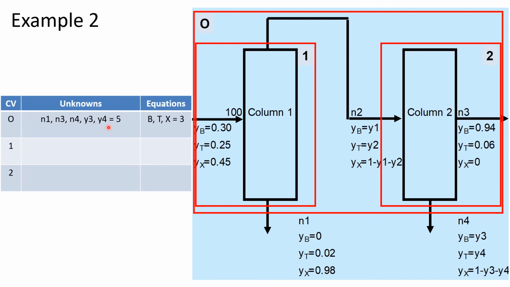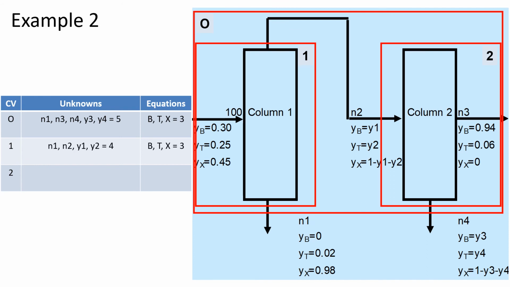The number of equations we can write is given by the number of components present within this control volume, and there are 3: benzene, toluene, and xylene. So for this overall control volume, if we were to apply our conservation of mass equation, we wouldn't have enough equations to solve for the unknowns. We'd have only 3 equations, 1 for each of the components, whereas we'd have 5 unknowns. Because of this, we're going to look at the other 2 control volumes and see if we could use one of those to solve for the unknowns.